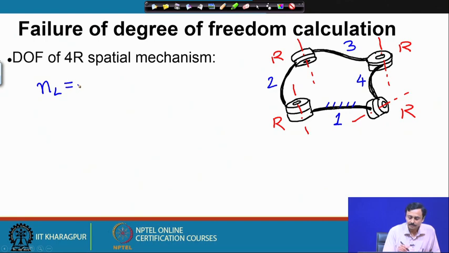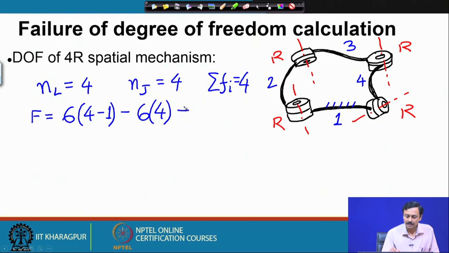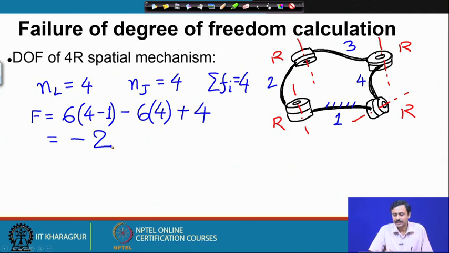So, number of links is 4, number of joints is also 4, and summation of degree of freedom is also 4, because individually they have 1 degree of freedom, revolute pairs. So, the degree of freedom calculation says, now this is a special kinematic chain: 6 times number of links minus 1, minus 6 times number of joints, plus summation of degree of freedom of each joint. So, this is minus 6 plus 4, this is minus 2. So, this is an over constrained structure.